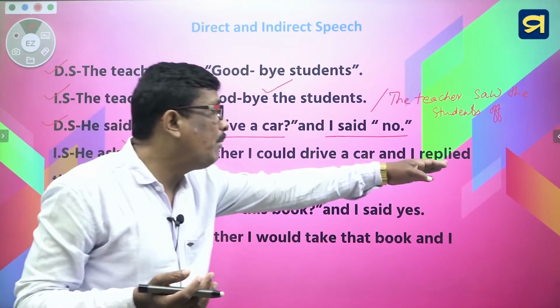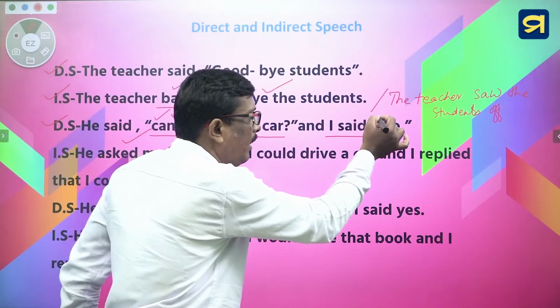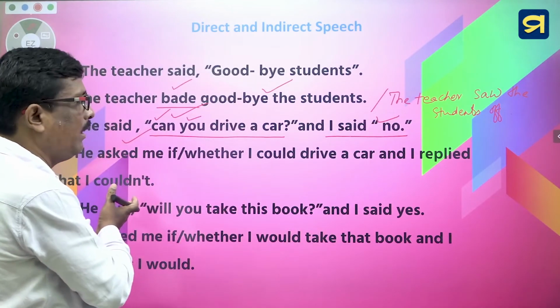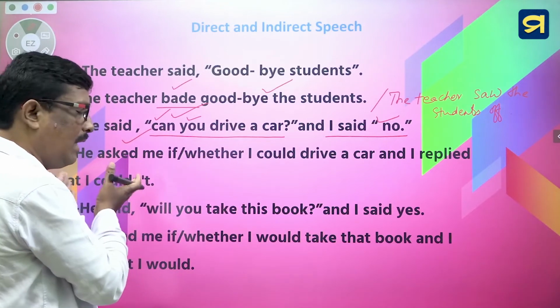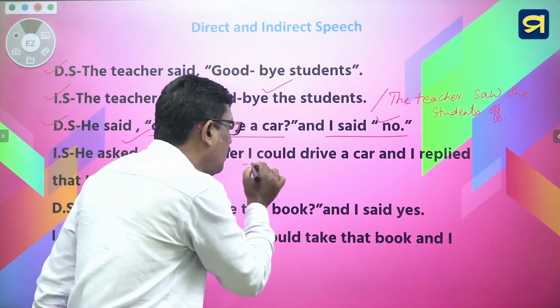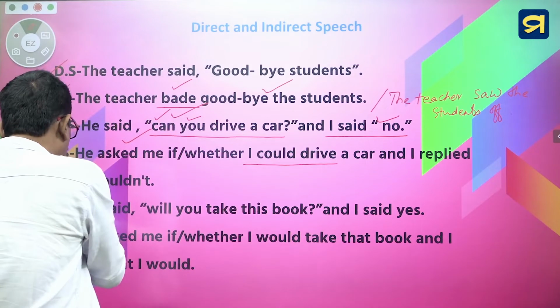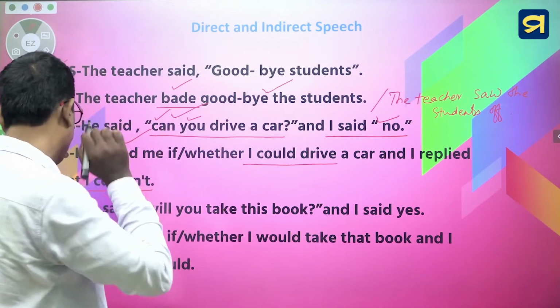And I replied that I couldn't, because the reply is negative, so we can use the auxiliary verb. According to this sentence, because "I could drive" is the answer, that's why we can also write that I couldn't.